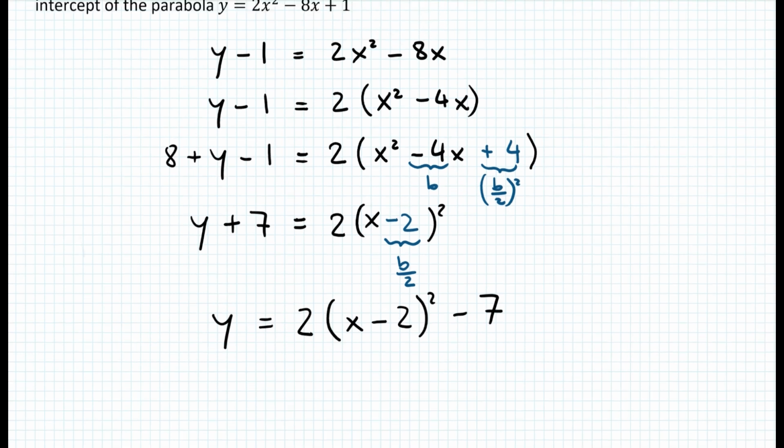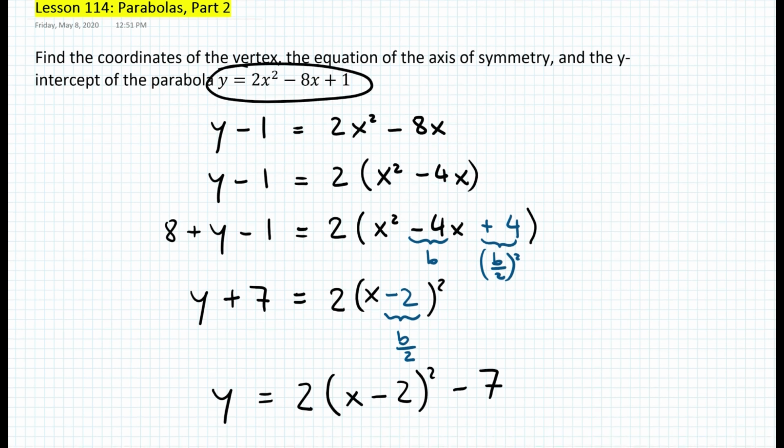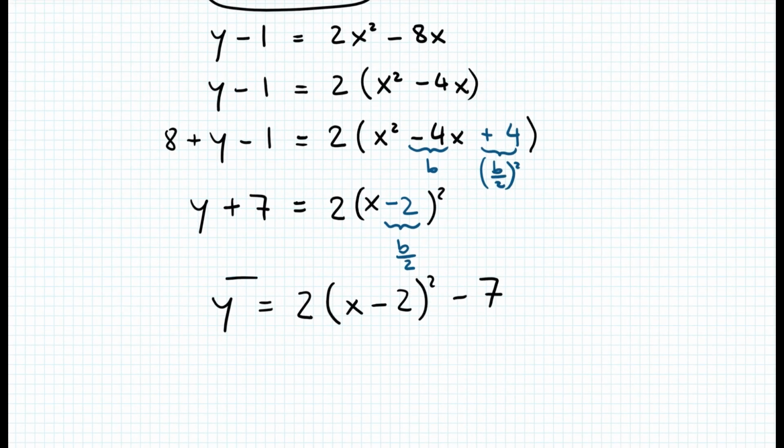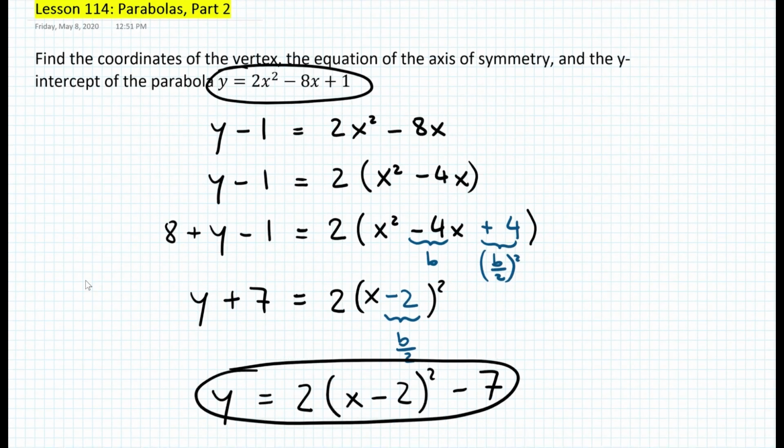So what we just basically did is we rearranged this equation of the parabola into a different form, which is equivalent, and we're able to see the coordinates of the vertex and also the axis of symmetry. As a side note, the first thing we did is subtract 1 on both sides.